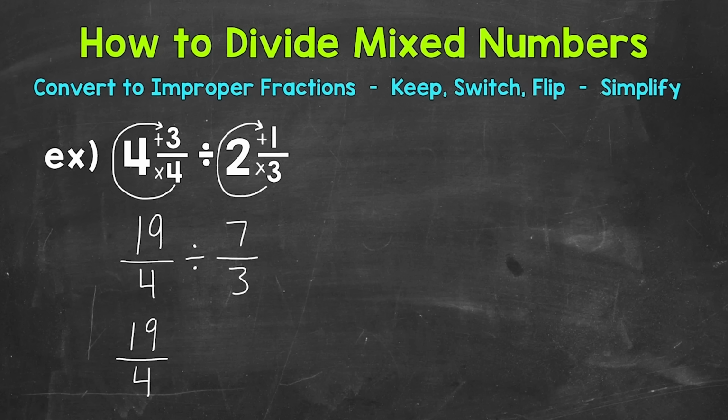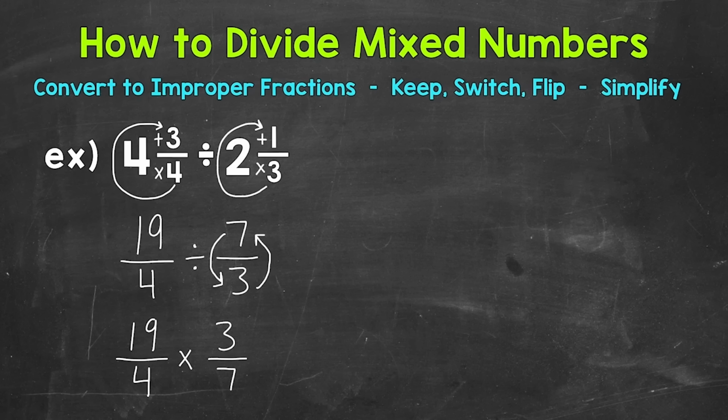Then we switch or change our division to multiplication, and then we flip our second fraction, our second improper fraction here. So the denominator becomes the numerator, and the numerator becomes the denominator. This is called the reciprocal. So we have 3/7. Once we get to this point, we can multiply straight across.